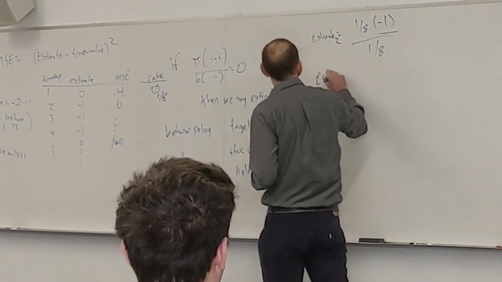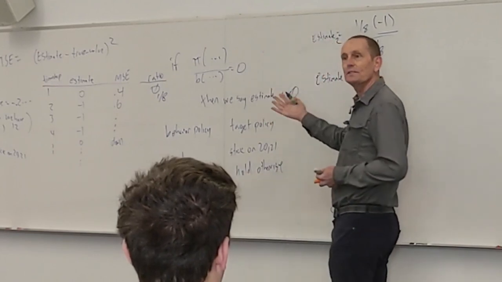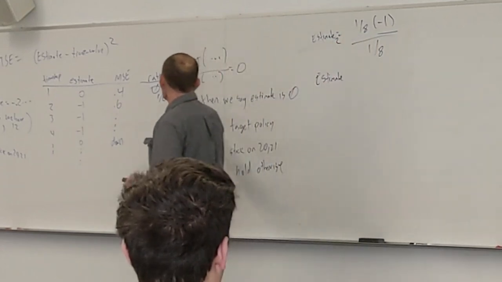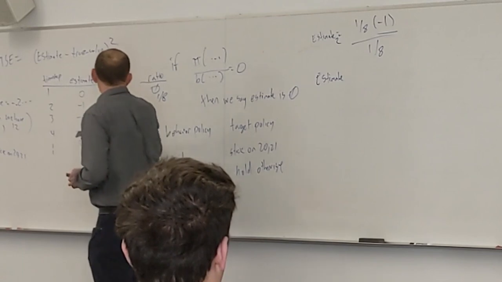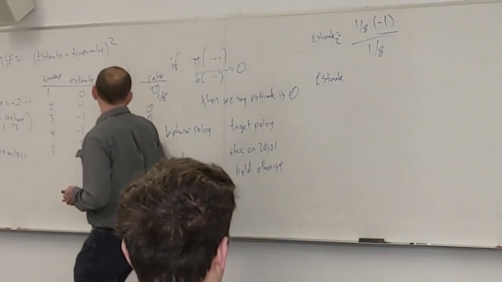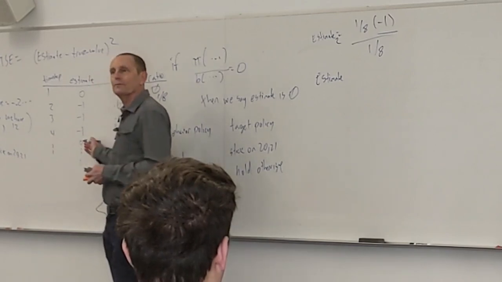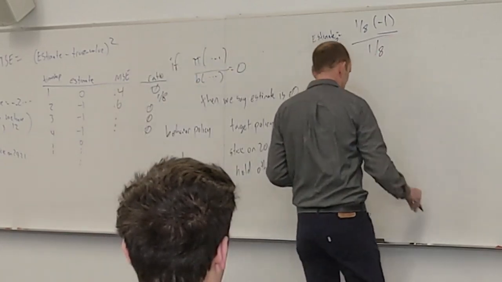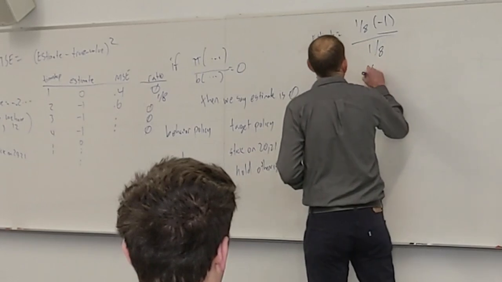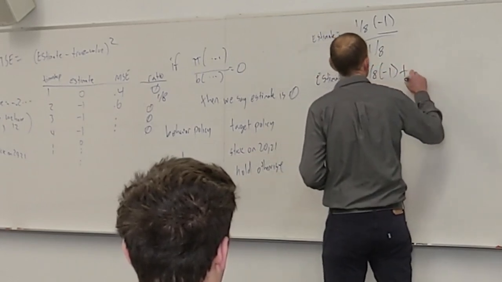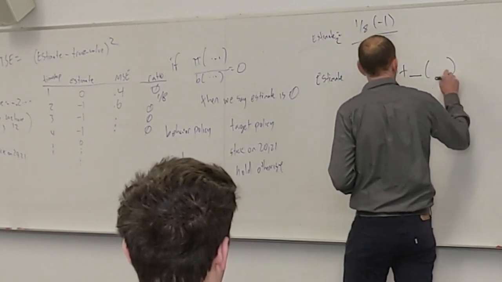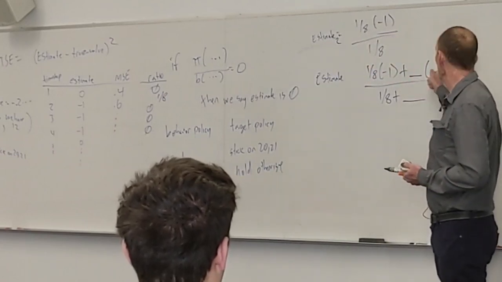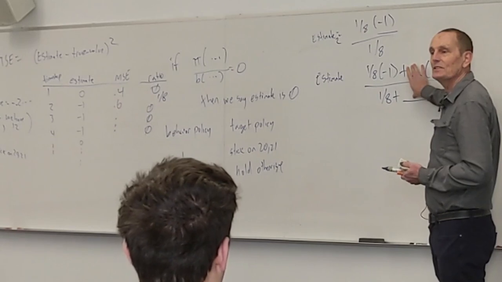Our estimate 3 stays the same. Maybe we just had a bunch of episodes with 0 ratio, so we have 0, 0, 0, and then we get down to here. Okay, so we got a total of 0. We have to kind of back our way into this. How did we get a 0? We know we've got 1/8 times negative 1 plus something times something over 1/8 plus that something. We've got a total reward and we've got a ratio. What must it be?